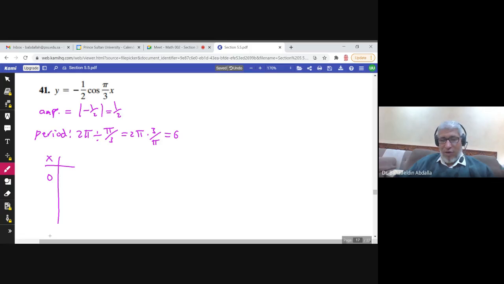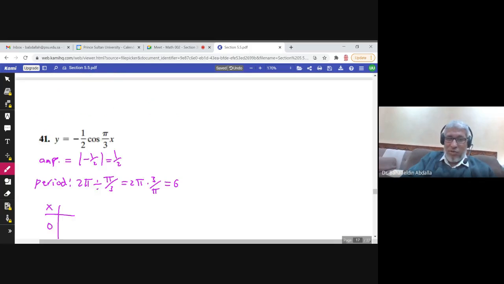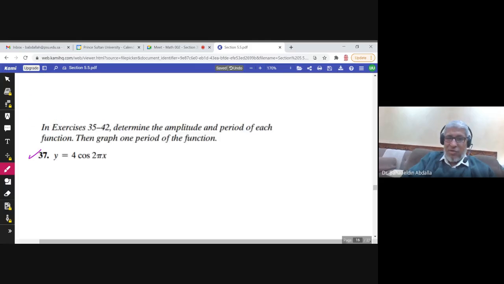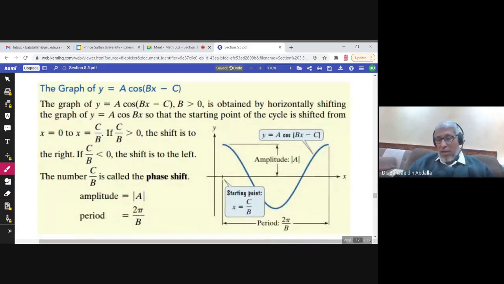Find period over 4. Add, find x values, y values, and sketch one period of this graph. He just said one period. Sketch one period of this graph. Now, how to graph a cosine in general? Exactly the same like sine. This is amplitude, this is the period, this is the phase shift, exactly the same.